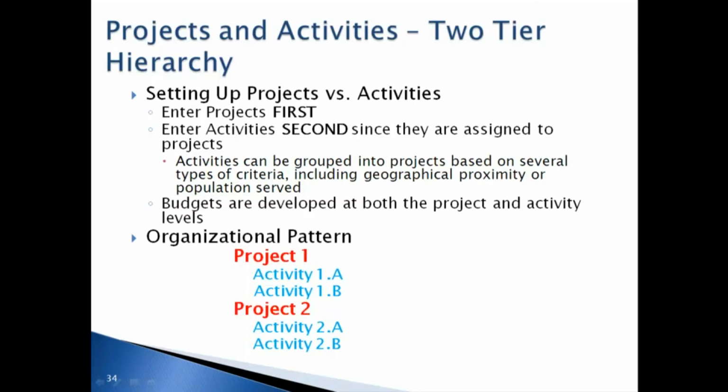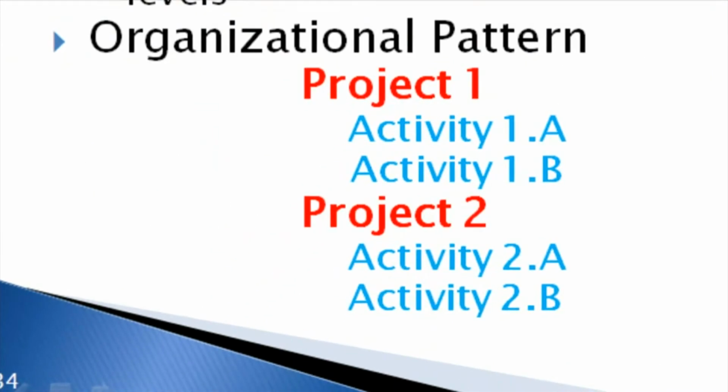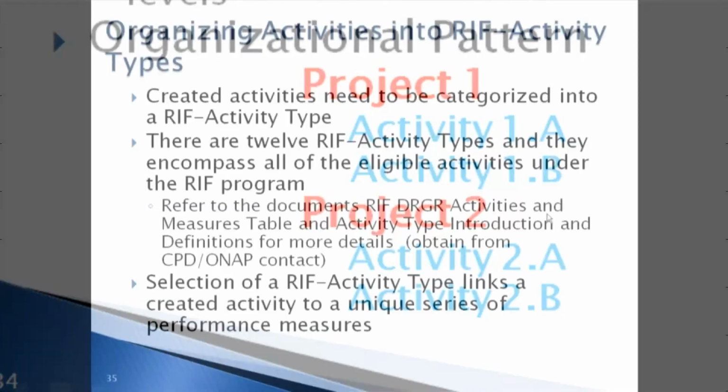And the activities should be grouped according to geographical proximity or population served, or a variety of categories or criteria that you think is important to your project. Also, you will need to identify the budget for both the project and the activity. At the bottom of the slide is the organizational pattern. First the project, then the activities that make up the project. Project 2, and then the activities that make up that particular project.